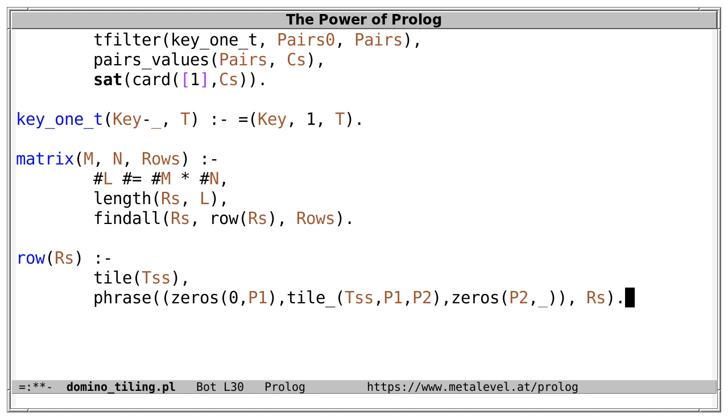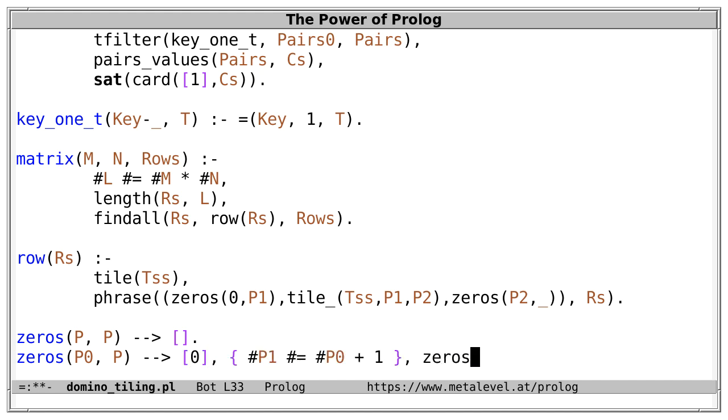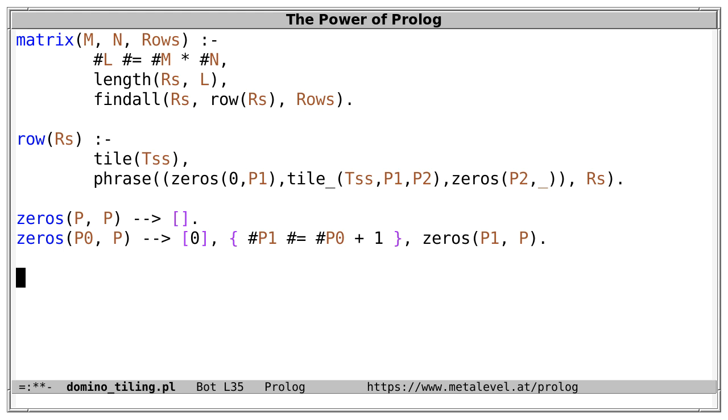Now, what is a sequence of zeros? The simplest case is the empty sequence, keeping the position the same. And the other case is a sequence that goes from P0 to P, starting with 0, followed by a sequence of zeros that goes from P1, which is P0 plus 1, to P. Okay? Easy so far. Now the really interesting part, describing the sequence corresponding to a tile.